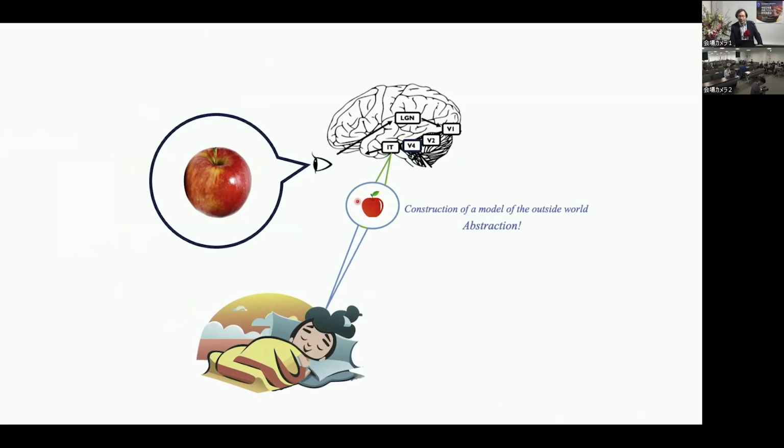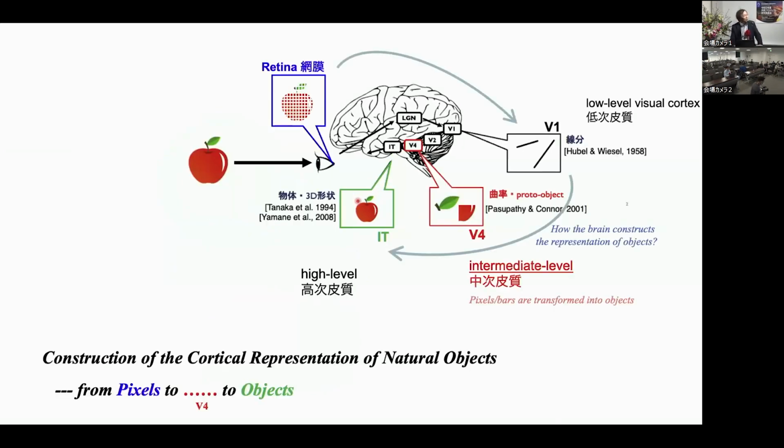And first, let me talk a little bit about what's happening in the brain. So when we see an apple, the pixel-based image is generated on the retina, and then it goes to the visual cortex, first to the V1. And then it goes through the intermediate layers, and then reaches IT, where objects are represented. So in short, the aim of the visual neuroscience is to understand how the brain constructs the object in the image.